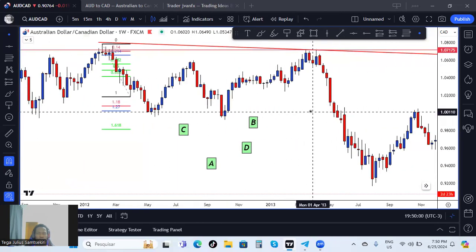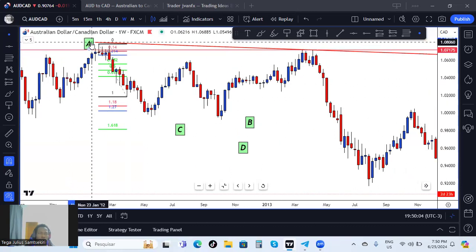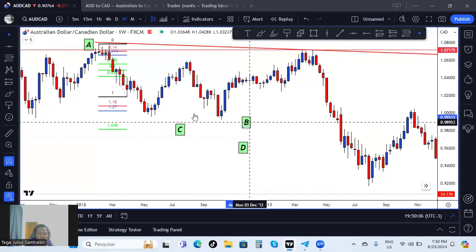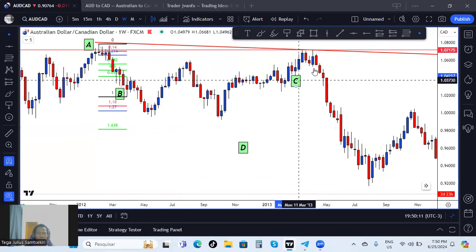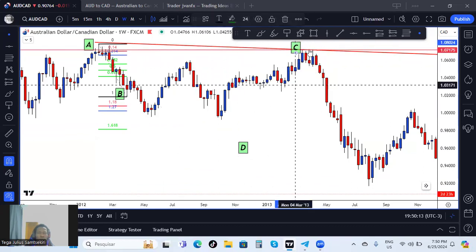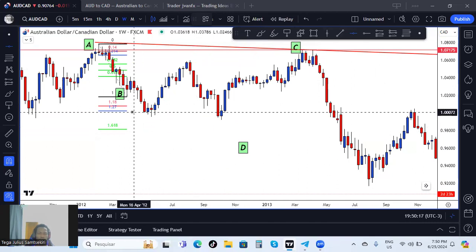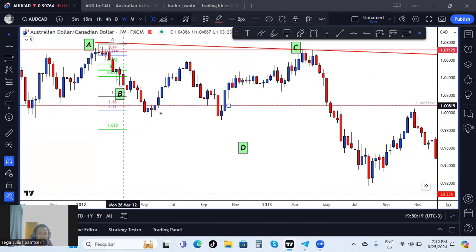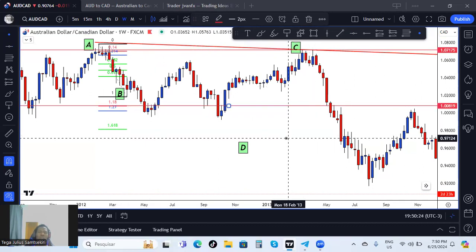At this junction, where would be the D extension? This is the A, this is the B right here, and this is the C. At this point, where is the D extension of the Fibonacci going to be? It's going to be red. Red goes to red, right here.